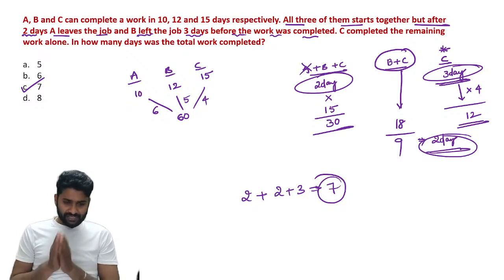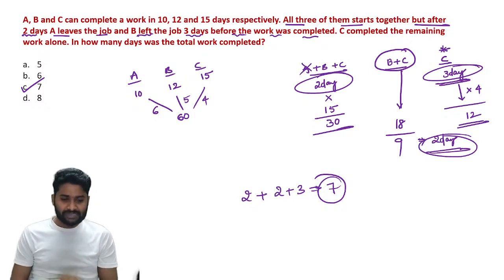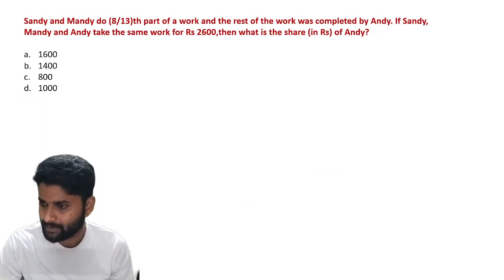And BC efficiency is 9 units per day. For 18 units, it takes only 2 days. Then the whole work is completed in 7 days.